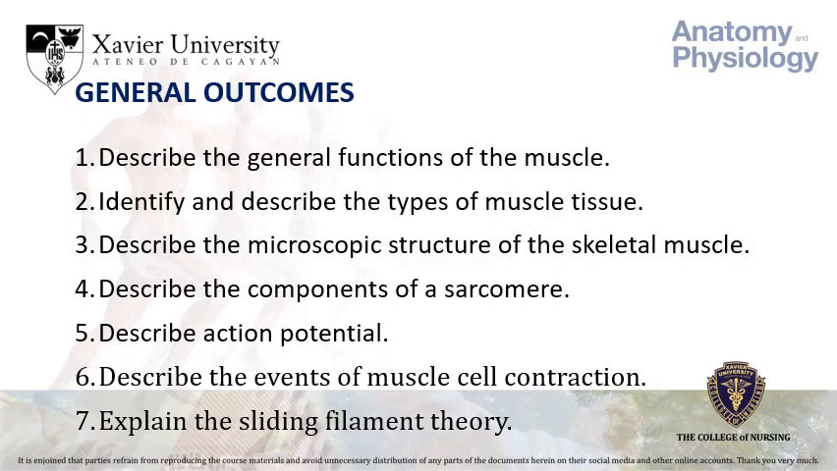And these are our learning outcomes. At the end of this discussion, the students will be able to describe the general functions of the muscle, identify and describe the types of muscle, describe the macroscopic structure of the skeletal muscle, describe the components of a sarcomere, describe an action potential, describe the events of muscle cell contraction, and explain the sliding filament theory.